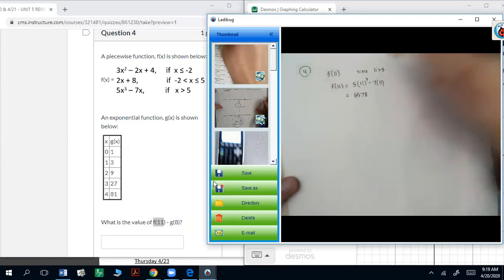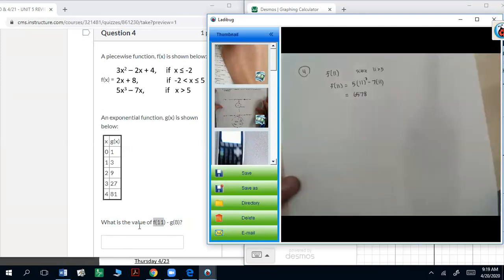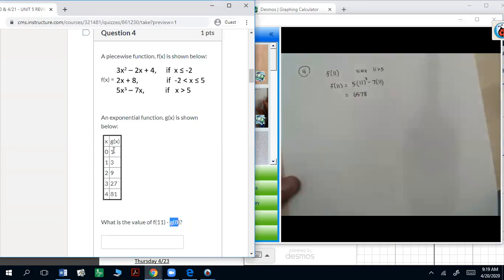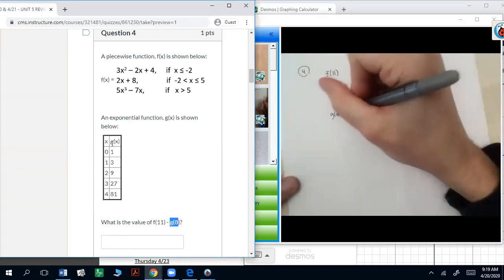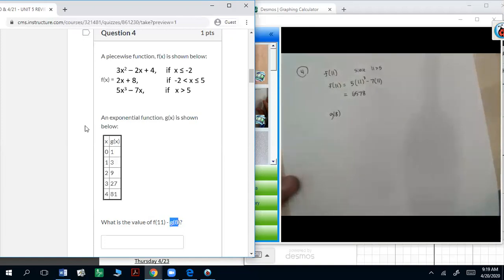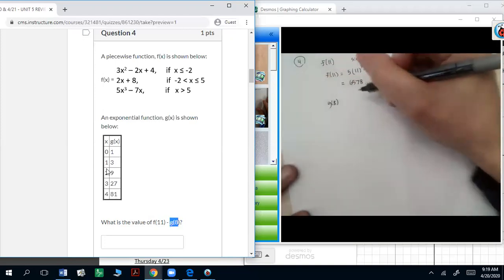Now let's go to the g function. So g of 8 is going to use this table here. And really, I just want to look at the pattern and figure out what's being done to the previous one. So g of 0 is 1, g of 1 is 3, g of 2 is 9. What is the common multiple that allows us to go from 1 to 3 to 9 to 27 to 81? What is being multiplied each time? And if you guess 3, you're right.